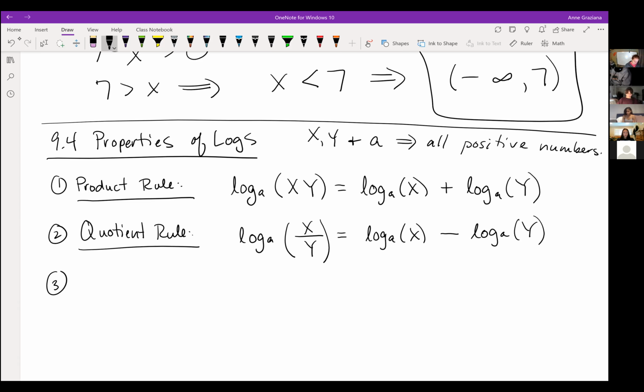And then the third one is called the power rule. And this one is pretty sweet. We're going to use this one a lot. Log base a of x to the y. Let's just use y. That's fine. I can take that exponent on x and bring it down. We just kind of parachute it down front.